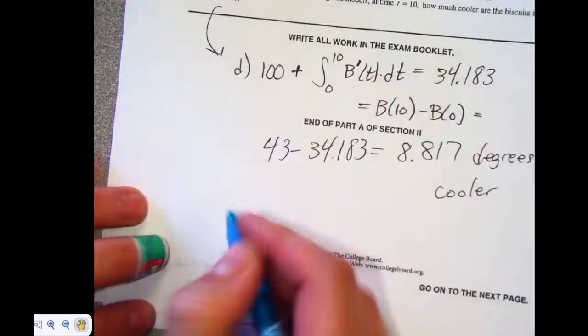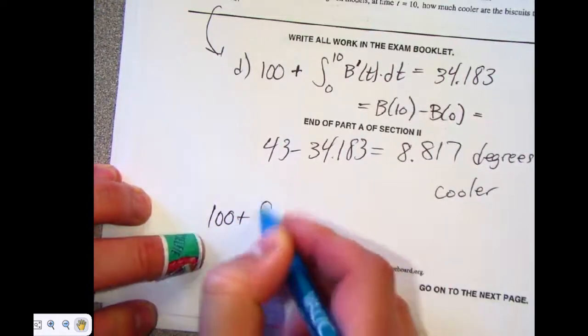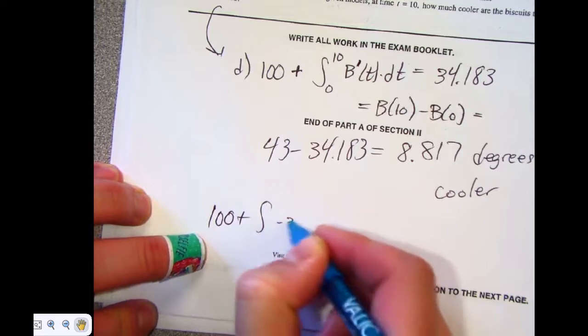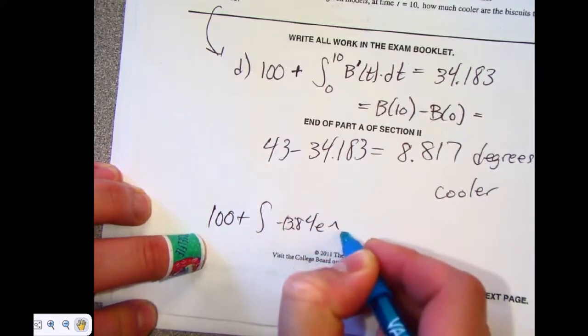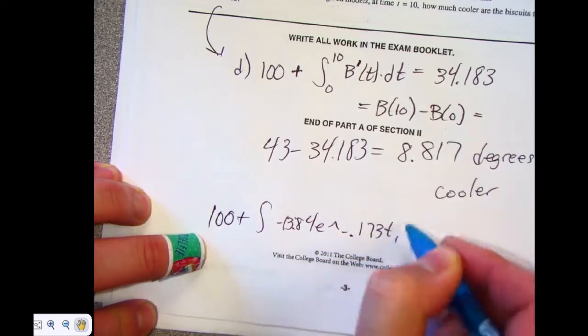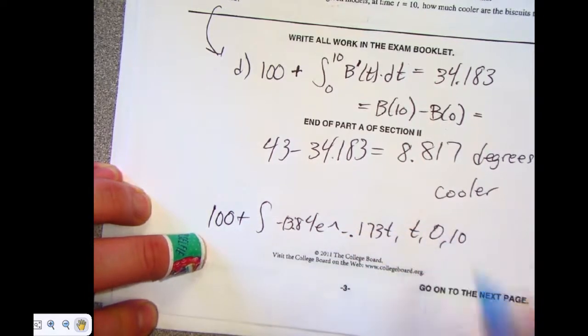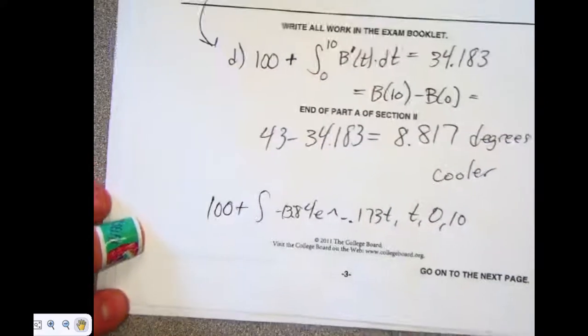So you're going to type in your calculator 100 plus integral of negative 13.84 e to the negative 0.173 t, comma 0, comma 10, with parentheses.